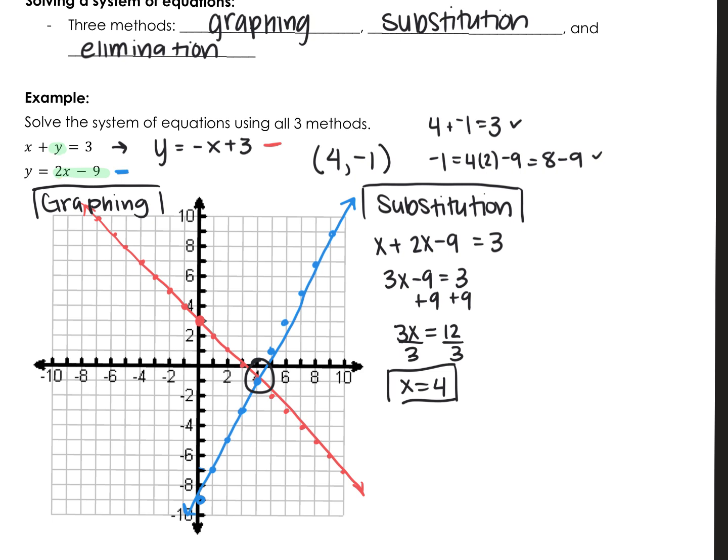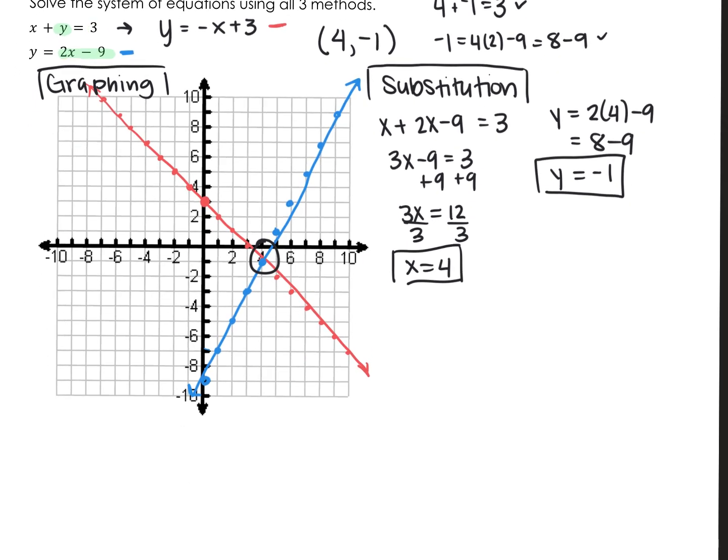Now all I'll have to do is take that 4, plug it into one of the original 2 equations, and solve for y. And you might as well solve for the one where it's already isolated. So y equals 2 times 4 minus 9, which is 8 minus 9, which gives us y equals negative 1. Also just what we got when we graphed. So the last method we're going to talk about is elimination.